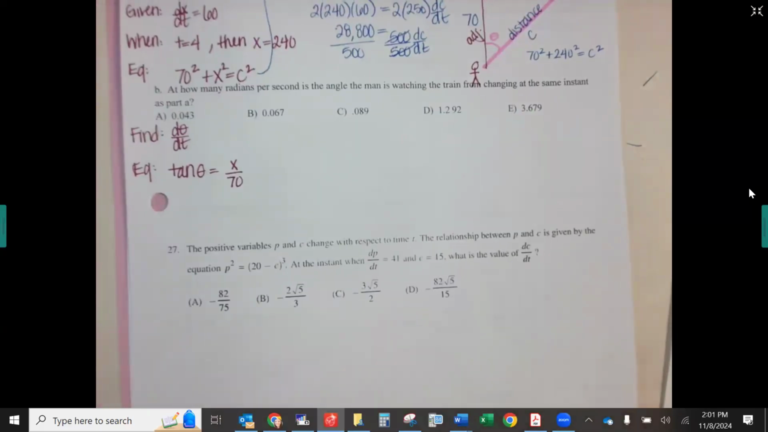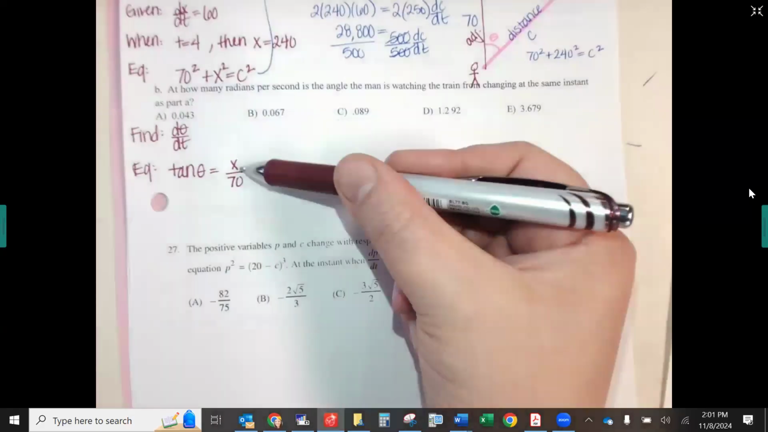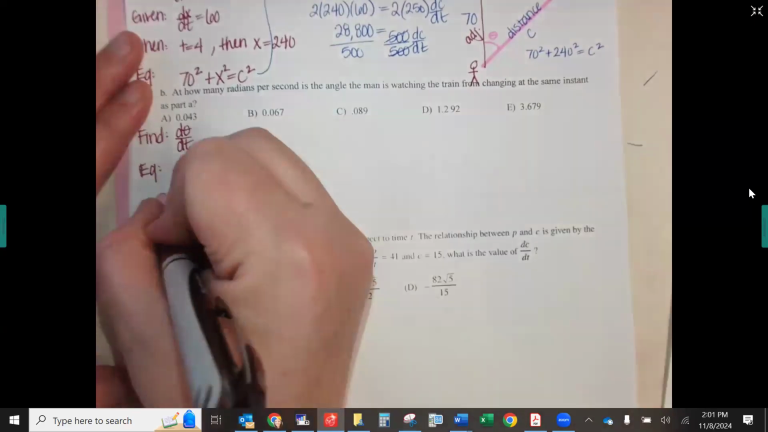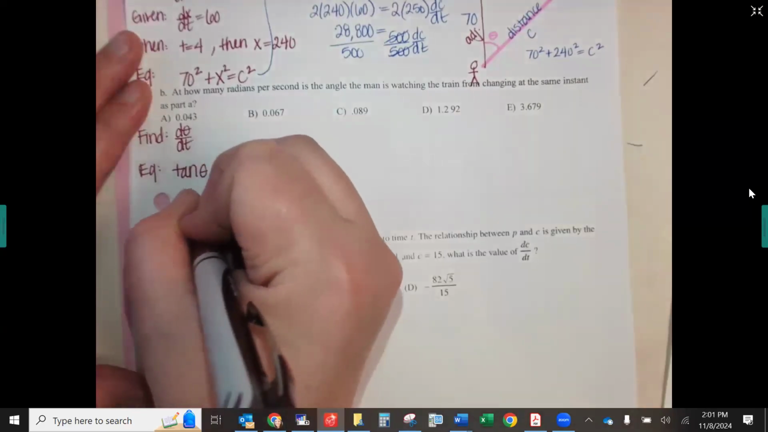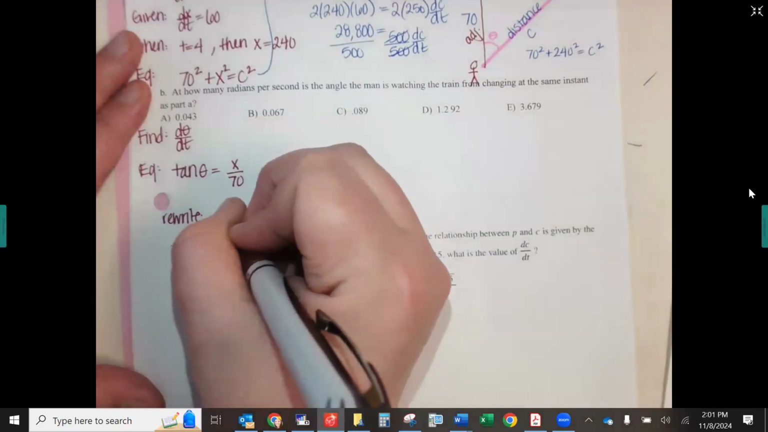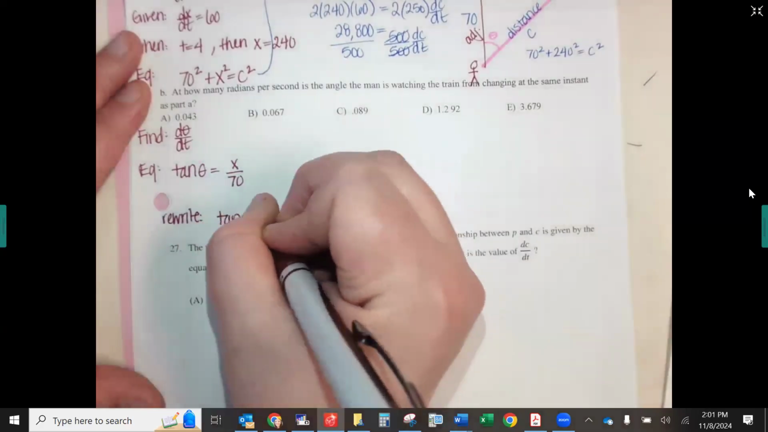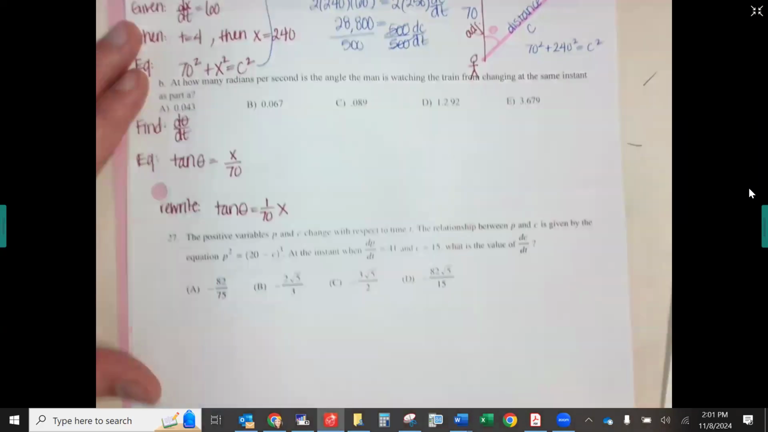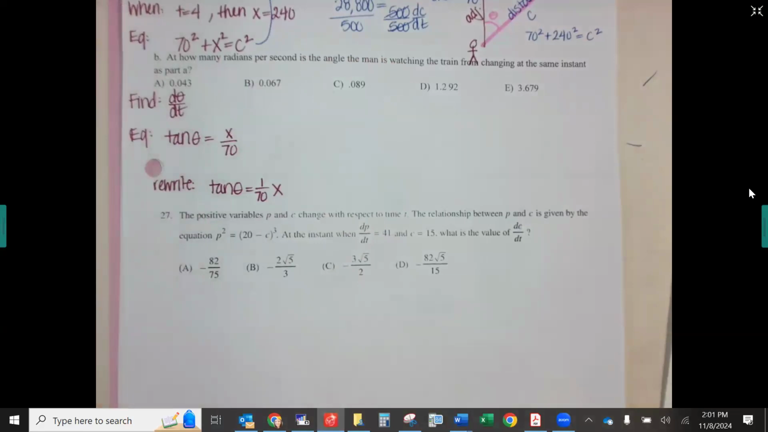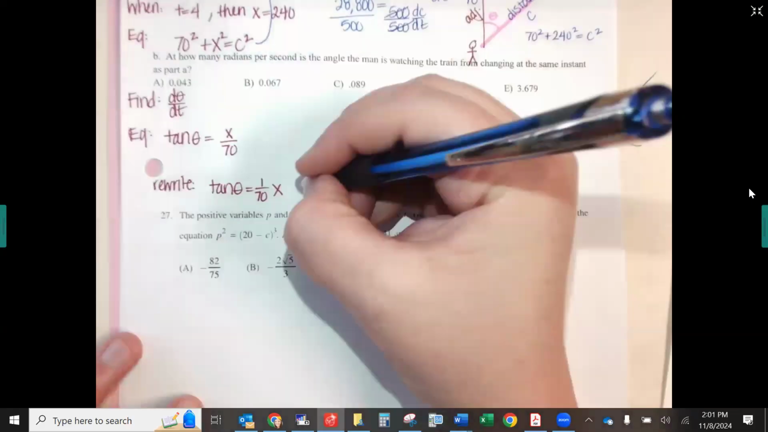Now, the way that that's written right now, it looks like it needs quotient rule, but remember, it doesn't unless these are both changing. So I'm going to rewrite my equation to make it very clear that I do not need quotient rule. I'm going to do 1 over 70x. All right, take the derivative of that for me.